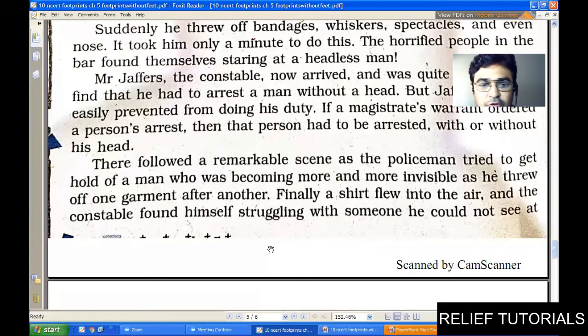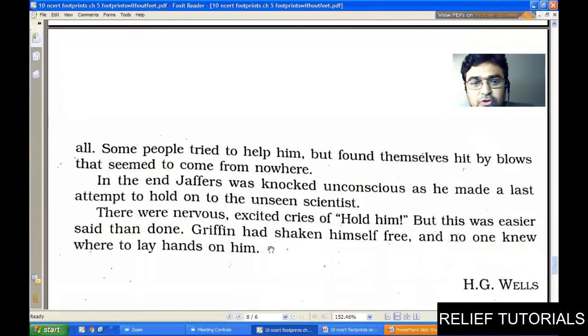As he threw off one garment after another, finally a shot flew into the air, and the constable found himself struggling with someone he could not see at all. Some people tried to help him, but found themselves hit. Now he was not seen, he was invisible. So people tried to capture him, but they got only fists and blows and kicks. They were hurt badly, and the blows seemed to come from nowhere because the man was invisible. That is again a misadventure done by the scientist.